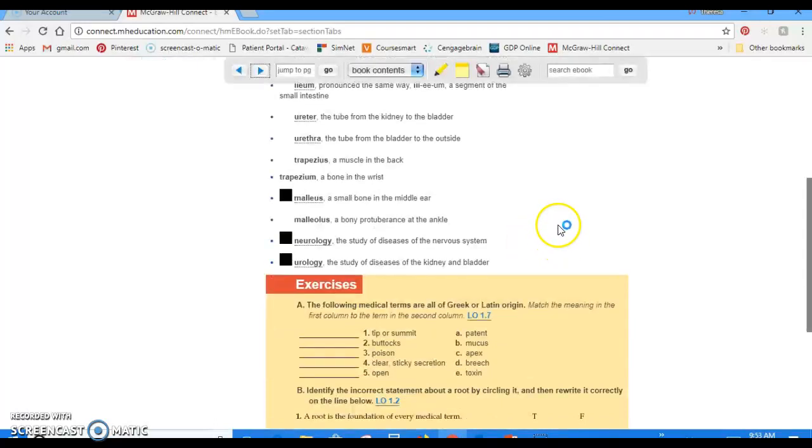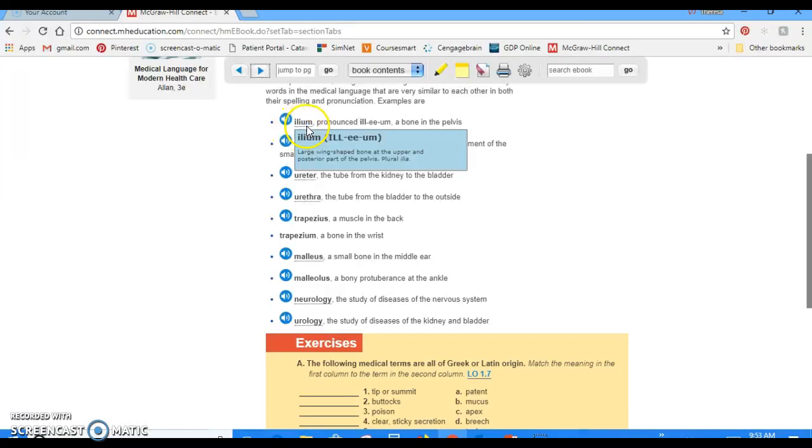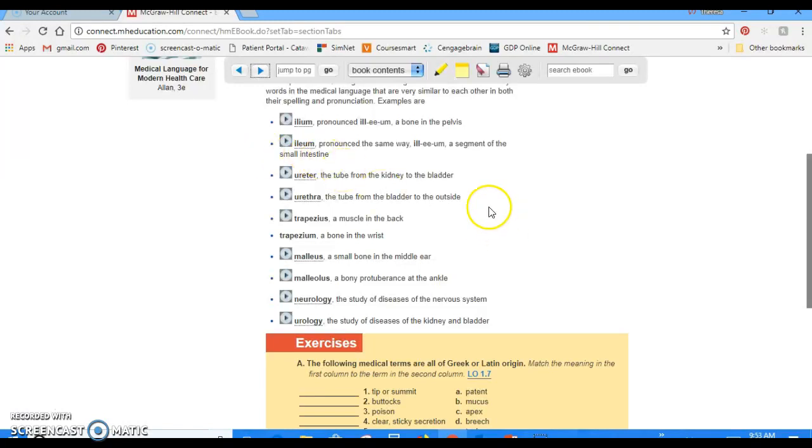And then it talks about terms that are alike, and this is what I talked about when spelling counts so much. If you see here, ilium, I-L-I-U-M, is in the pelvis, but ileum, I-L-E-U-M, is part of the small intestine. So if you misspell this when you're working in it, then something could happen to the patient, and they might have surgery on the wrong body part. This is why it is so important to spell correctly and make sure that you're looking at the correct terms.